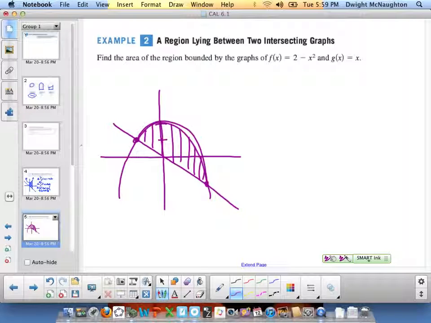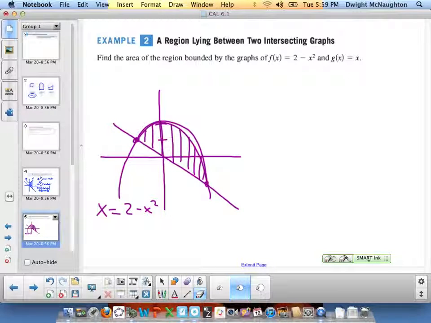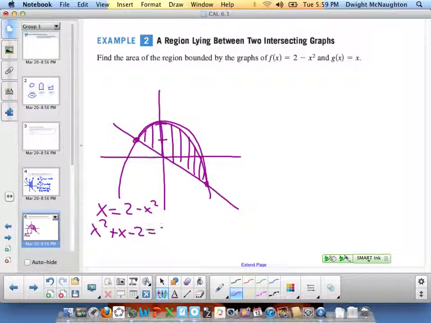So first thing, you're going to need to find the intersections. Where does x equal 2 minus x squared? A couple ways you can do it. I'm going to do this by hand. Let's get everything onto the left side. x squared plus x minus 2 equals 0. So we'll factor that. We get x plus 2, x minus 1. The intersections are at x equals negative 2 and x equals 1.